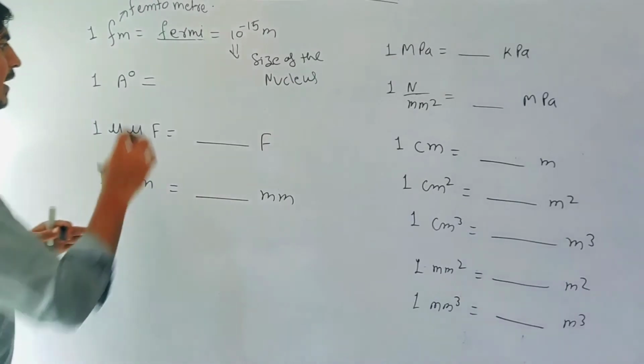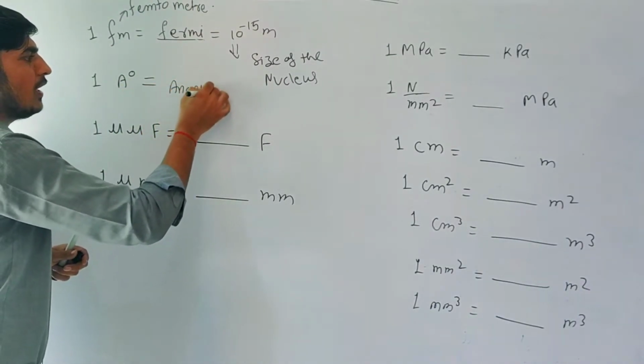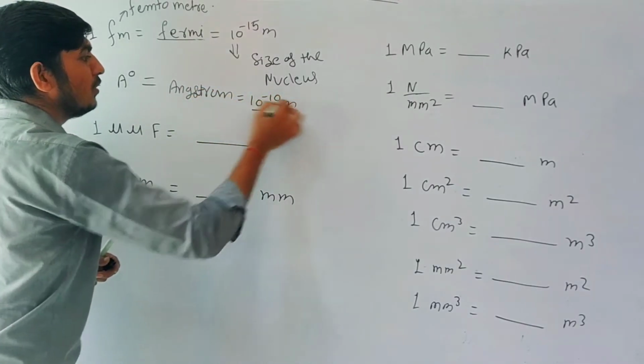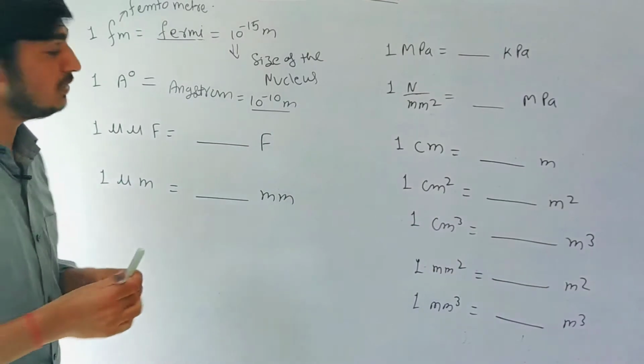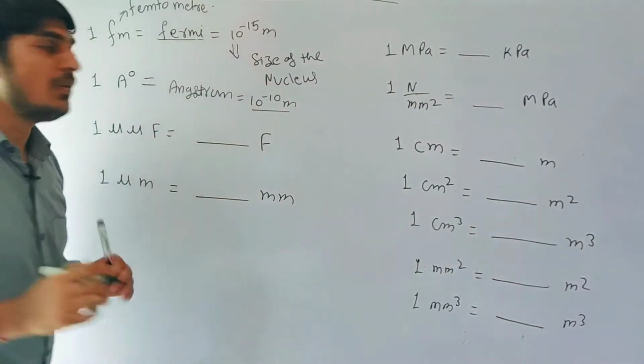1 एंगस्ट्रॉम, A degree. What is the meaning of A degree? A degree means angstrom. So don't be confused. Okay, angstrom, and it means 10 to the power minus 10 meter. Must remember. Yes, dear student, must remember. 1 angstrom is equal to 10 to the power minus 10 meter.